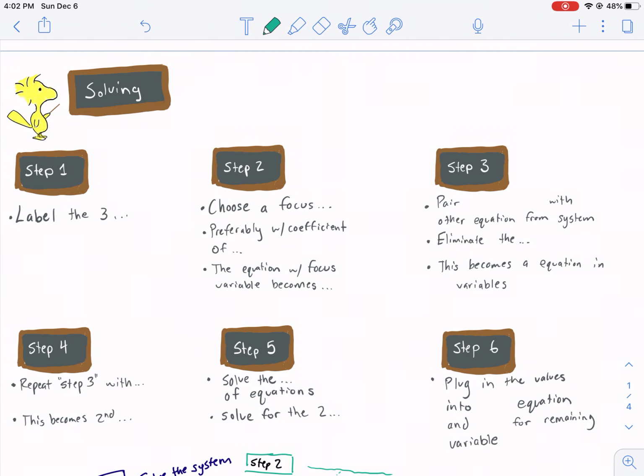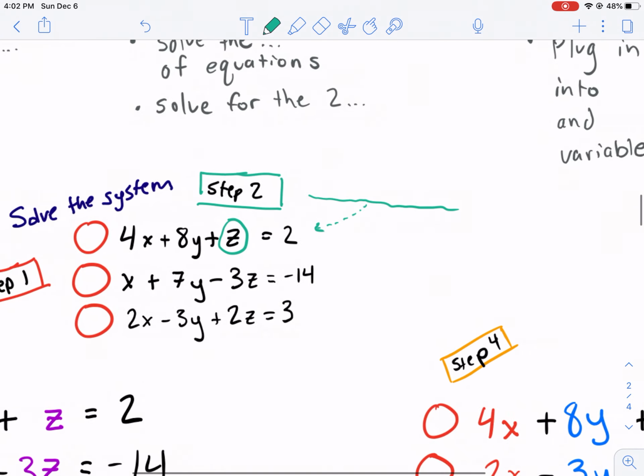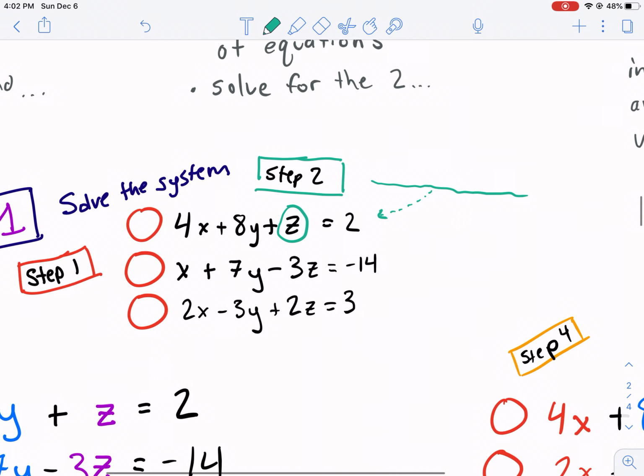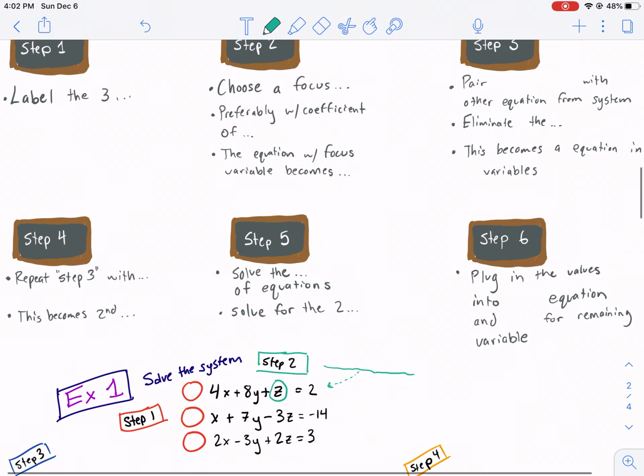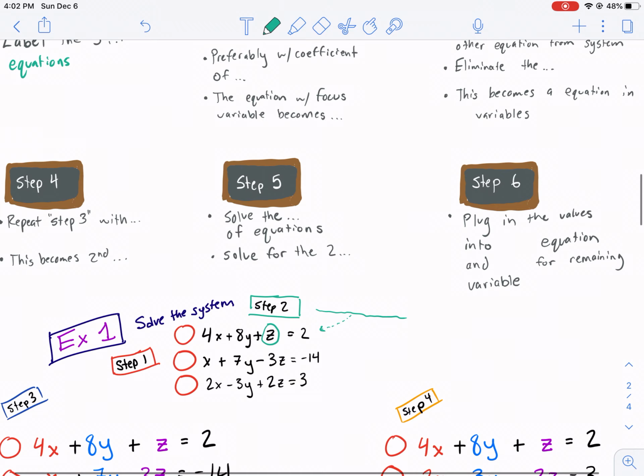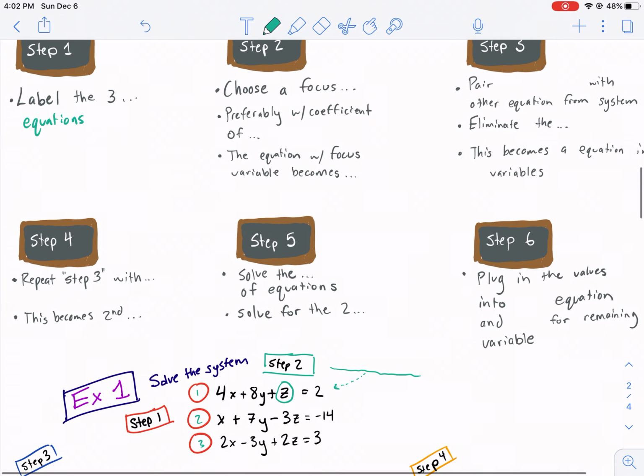Okay, so what's our first step? Well, it's best when we do this with an example, so we're going to take a look at example 1 as we go through these steps. Our first step is to label the three equations. Fairly simple. It's just a way to get organized. If we label these 1, 2, and 3, it'll be easier to know which one we've already worked with. So labeling is the first part, just to get organized.